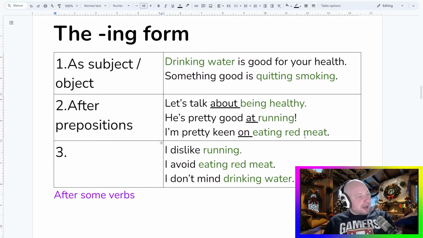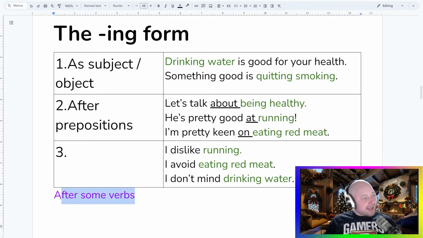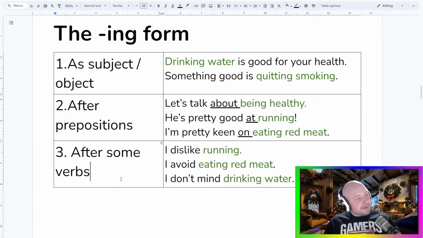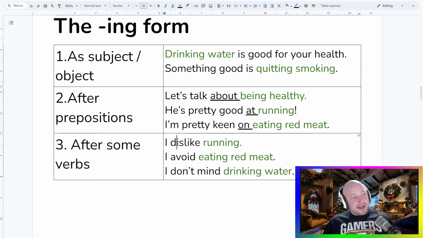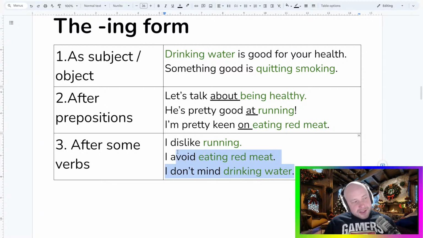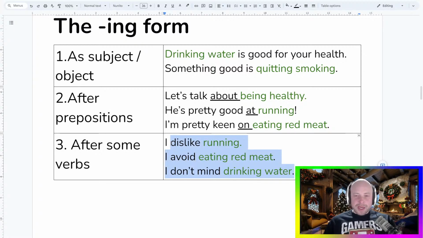So going back to our little exercise here, the one remaining is the hiccup scenario, or the strange scenario, which is after some verbs. And that's the same, isn't it? We had this scenario before with the bare infinitive, and we have it again with ing, that after some verbs, we use ing. I dislike running. I avoid eating red meat. I don't mind drinking water. Do you see a connection between the meaning of those verbs? We're going to talk about that in just a moment.